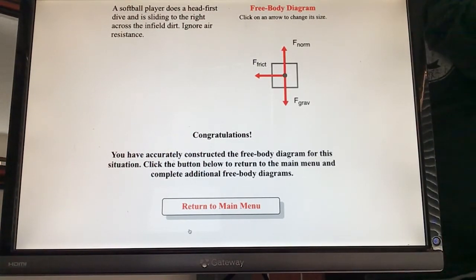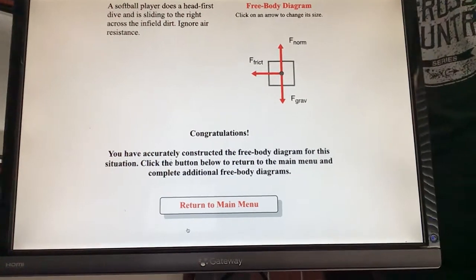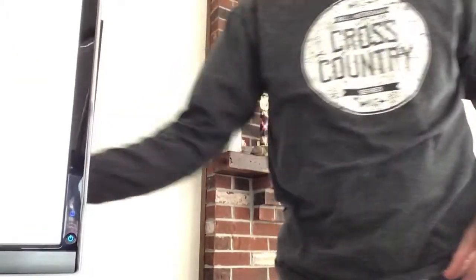You could go back through if you haven't done the free body diagrams. Do those. Do your free body diagrams. Get your work in. Hopefully you worked on that yesterday. Got a lot of the stuff cleaned up that is due. The brain pops. There is a forces brain pop and a gravity brain pop. Those both need to be completed and sent in.